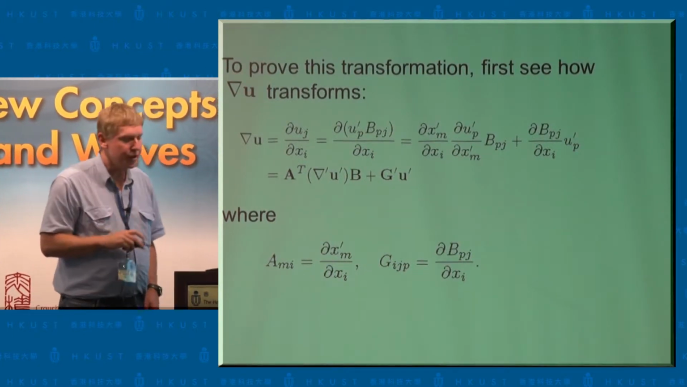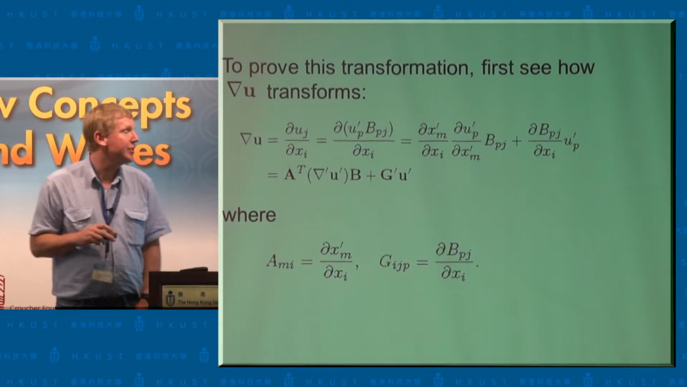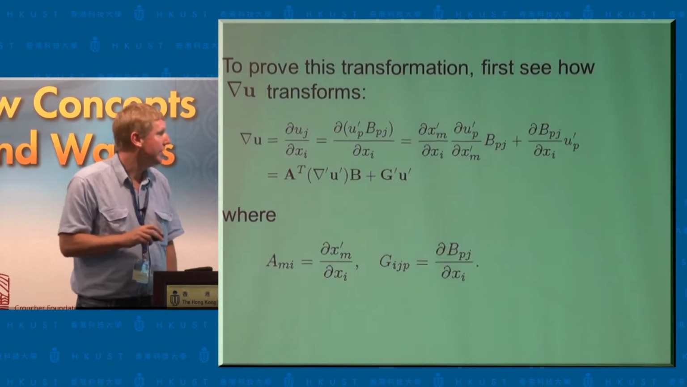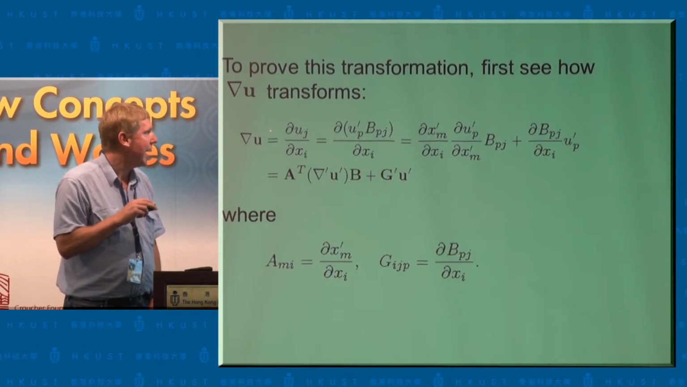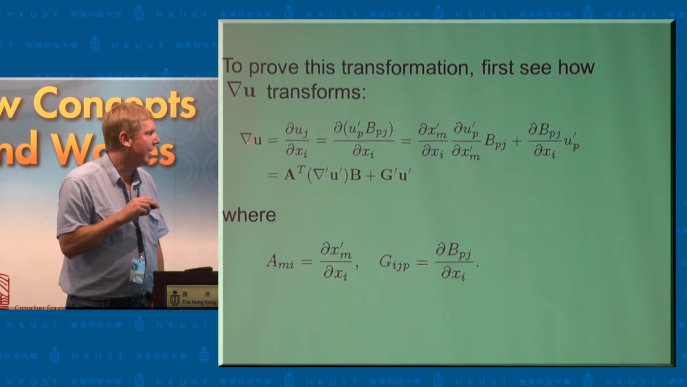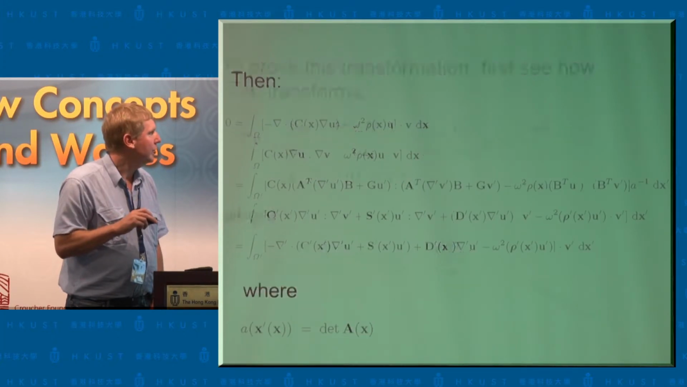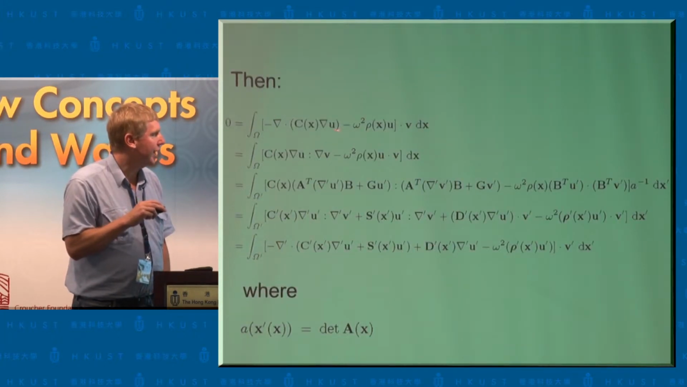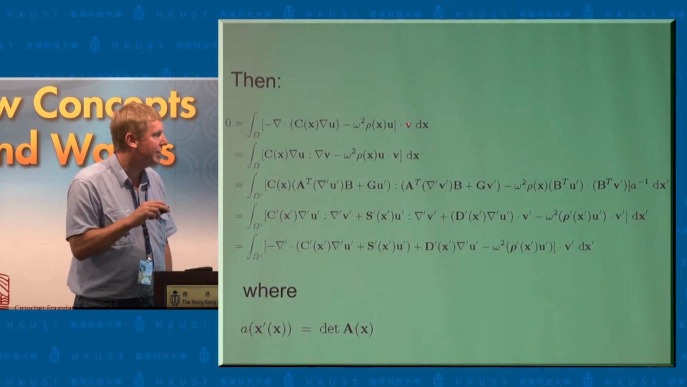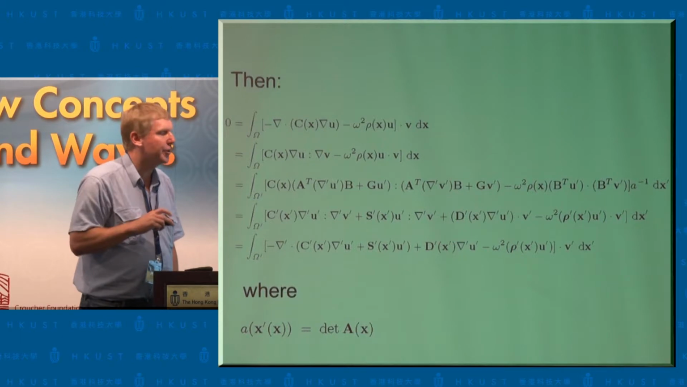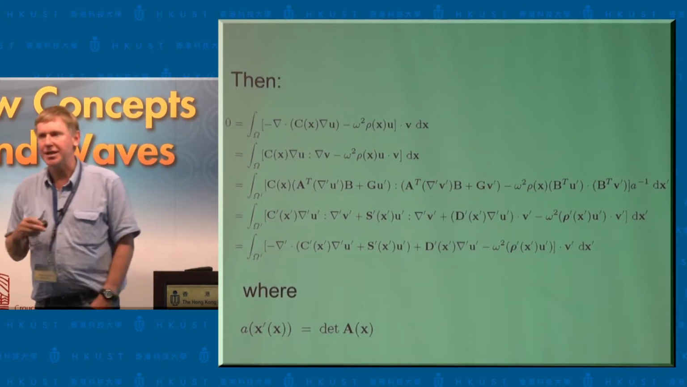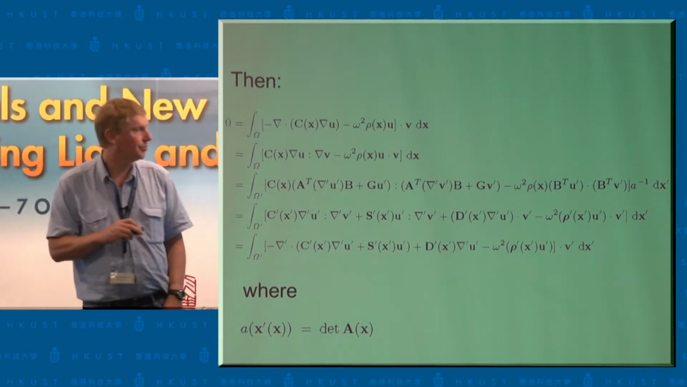And to go through that transformation is quite straightforward. You see how the gradient of u transforms, and then you start with your elasticity equations, multiply by a test function, do an integration by parts, and then you arrive at the transformed equation. So it's exactly the same as in the conductivity example.